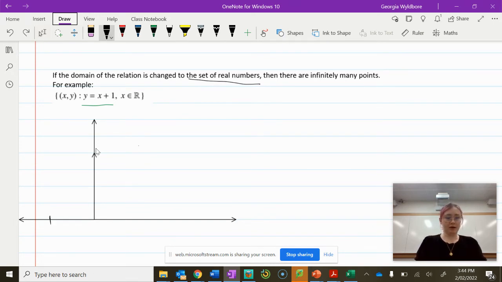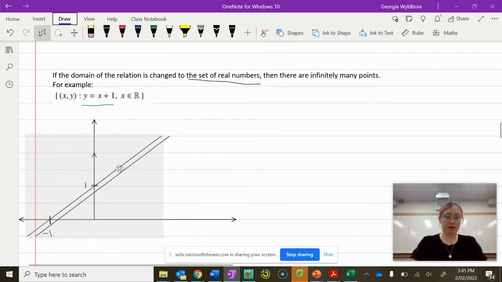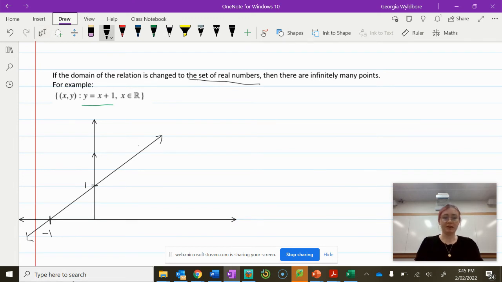This line is going to go through -1, +1, and it's infinite because the domain of this is all of the real numbers. So it's going to go a straight line like that, goes through both points, right? And it's going to keep going in either direction. That's effectively the graph of y equals x plus 1. But we're looking at it now in terms of it being a relation with a domain that's the elements of all the real numbers.